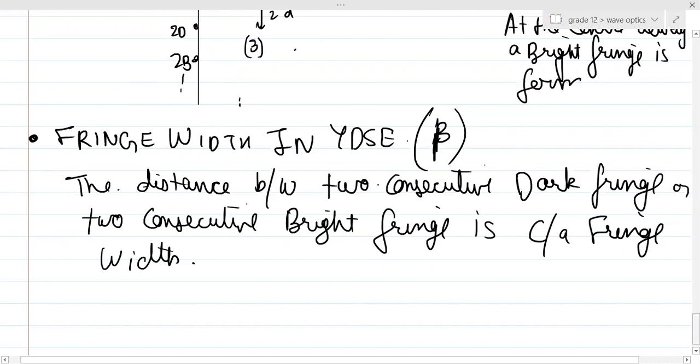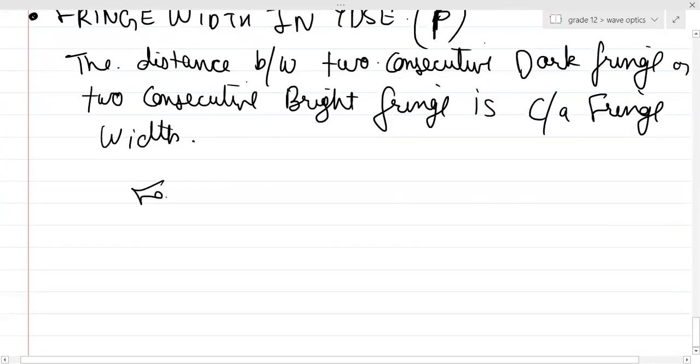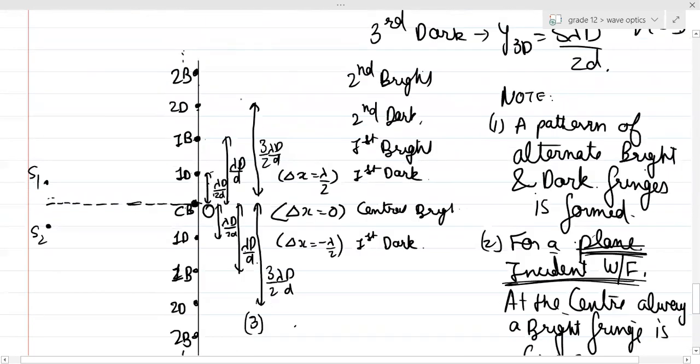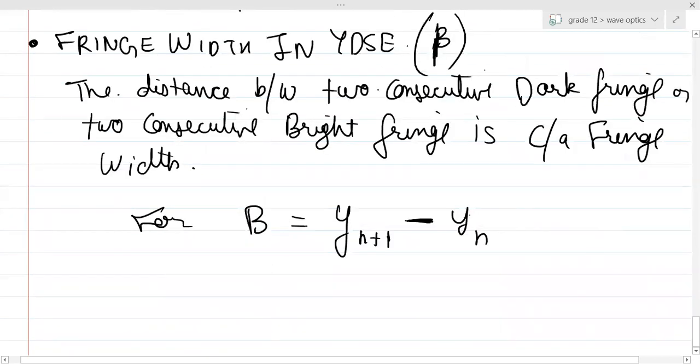So always remember, for beta, what will you do? You'll just do y n plus 1, the next bright or next dark, and subtract the position of the previous one. So basically, can you see, if from second dark I subtract the distance of first dark, I'll get the fringe width. This distance is called as the fringe width. This distance is also called as the fringe width. This distance is also called as the fringe width. Are you getting my point, guys? What is fringe width? Understood? So basically, yn plus 1 minus yn.